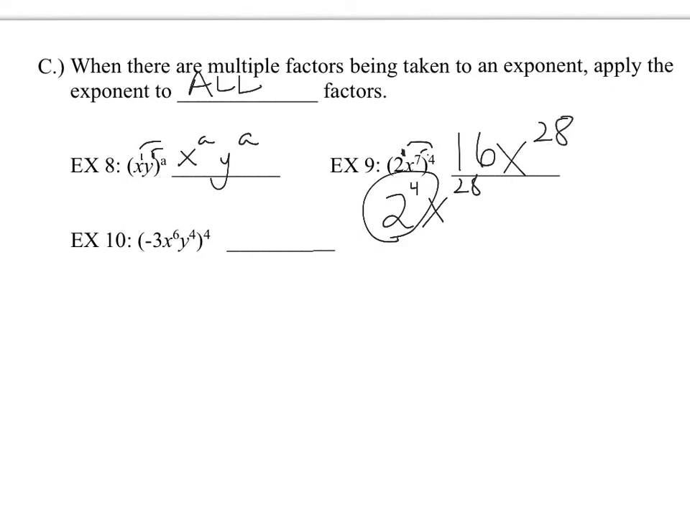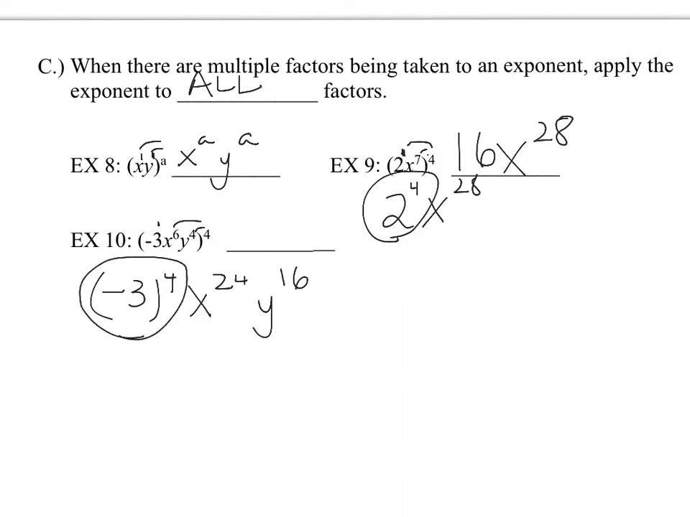The next one, that -3, imagine there's a little 1 there. So technically what you're doing is -3 to the 4th power, x, multiply those exponents there, x to the 24th, y to the 16th. But then do -3 to the 4th power, and that -3 has to go in parentheses, which means you're multiplying the -3 4 times. So it ends up being positive 81.